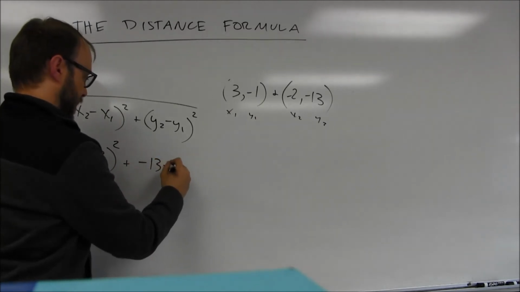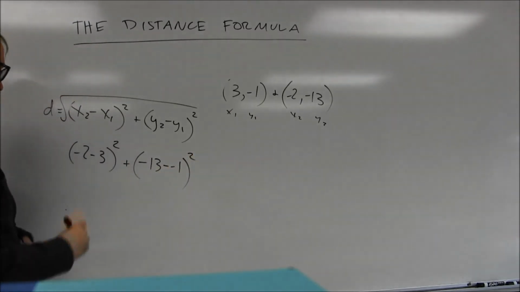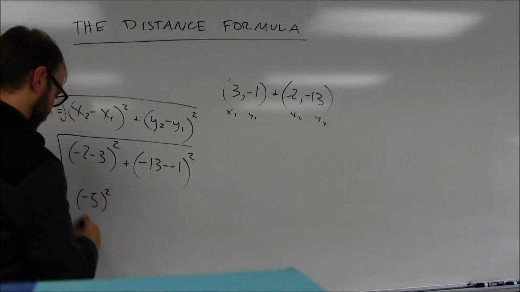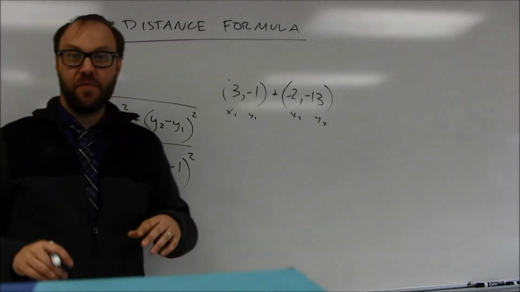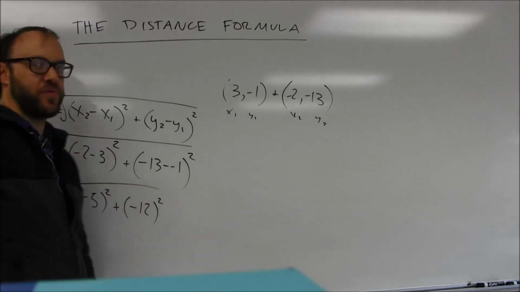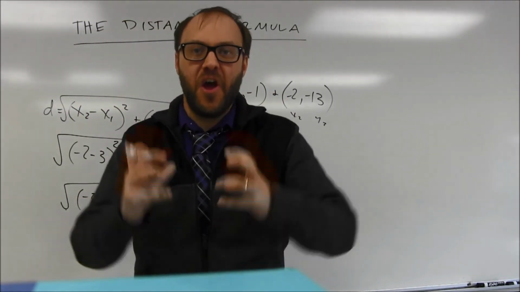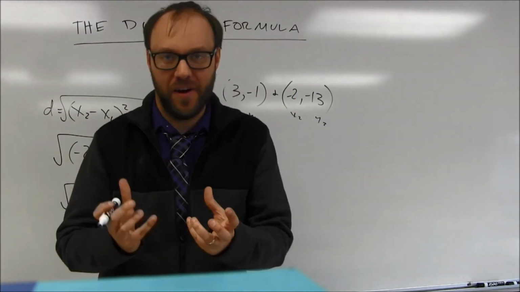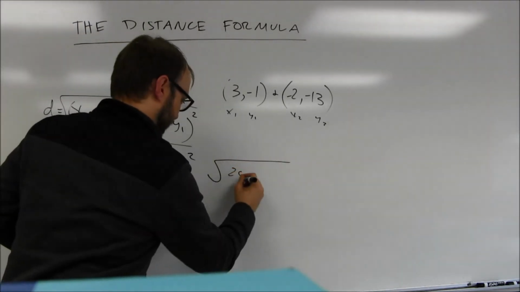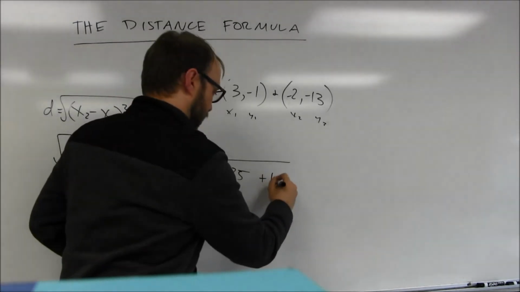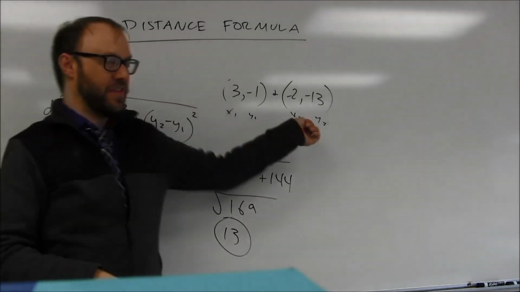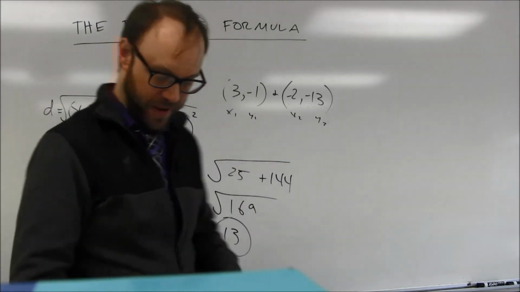Be really, really careful with negative signs here. And then we're going to take the square root of the whole thing. So negative 2 minus 3 is negative 5. We're squaring that. Negative 13 minus a negative 1, that's the same thing as plus 1. So that's going to be negative 12 squared. We're taking the square root of the whole thing. I can't stress this enough. Don't stick these negatives at your calculator to square them. You should always get a positive when you square something. Negative 5 times negative 5 is positive 25. Negative 12 times negative 12 is positive 144. Work that out, you're going to get the square root of 169. The distance between those two points is just 13 units. That's all that's going on there.